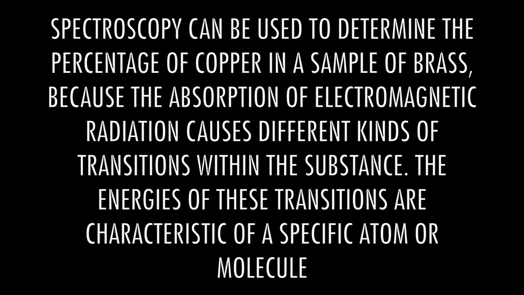Spectroscopy can be used to determine the percentage of copper in a sample of brass. Because the absorption of electromagnetic radiation causes different kinds of transitions within the substance, the energies of these transitions are characteristic of a specific atom or molecule.